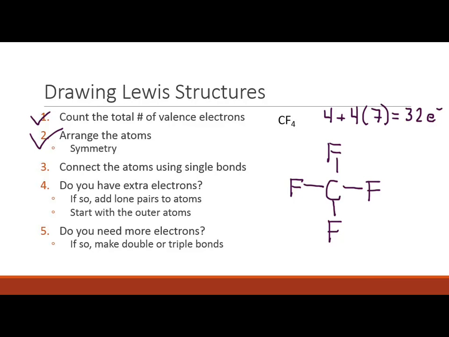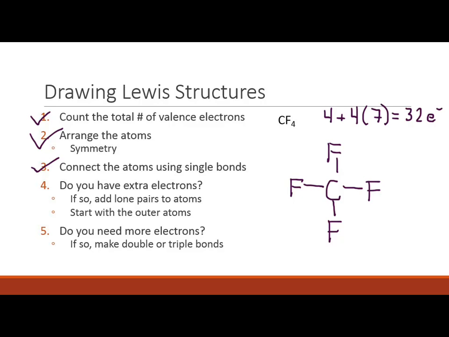Right, now notice that I've just used 2, 4, 6, 8 electrons. I still have 24 more electrons to work with, right? So my single bonds are done. Now I move on to step 4 and I ask myself, do I have any extra electrons? Well, yeah, I do. I have quite a few.